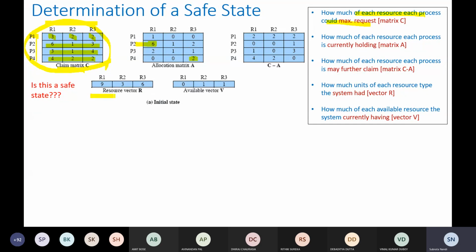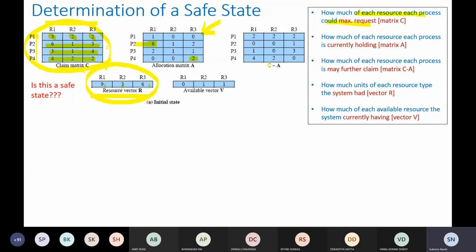And this is a resource vector. What is a resource vector? These are the number of units of each type that the system has. So here R1 has 9 units, R2 has 3 units, and R3 has 6 units. So this also is not going to change. This vector R and this claim matrix C are not going to change with time. But this allocation matrix, at a particular point of time, gives the current allocation values.